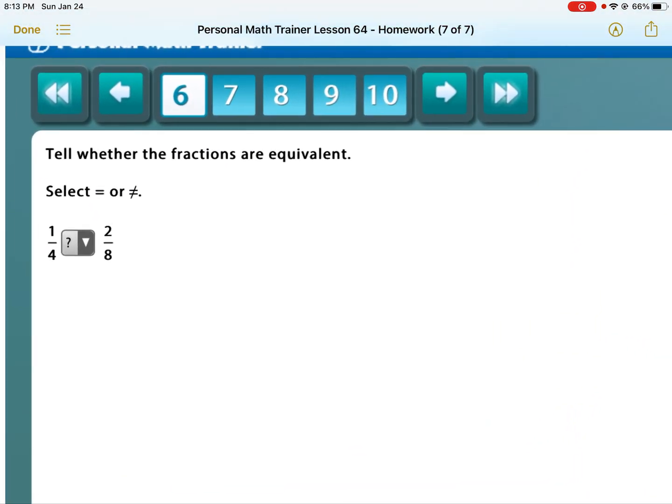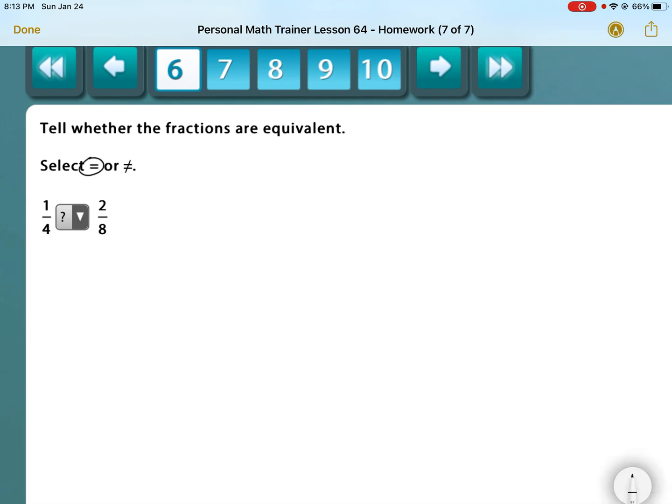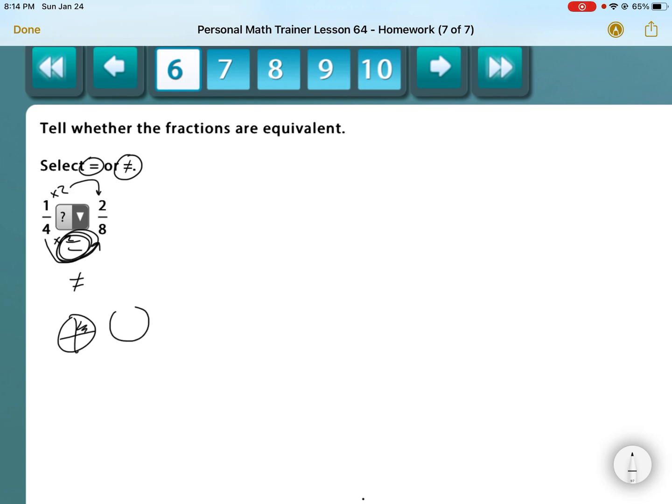The other type of problem you're going to see today is to tell whether the fractions are equal or not equal, and it's going to have a drop down. So remember, this one is more of a mental math you can do. How did I go from 4 to 8? Well, I multiplied by 2. Whatever I do to the bottom, I do to the top, and oh, it is 2. So this is going to be equal. You could also draw that picture. 1/4, 2/8. Okay? Now the picture isn't always going to be 100%. It depends on how well you draw it.